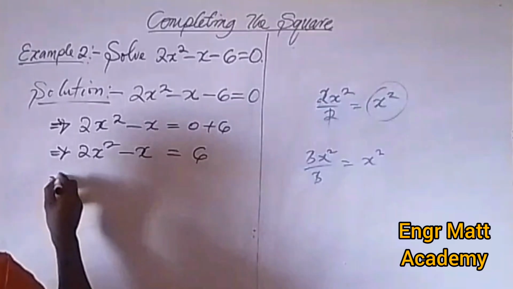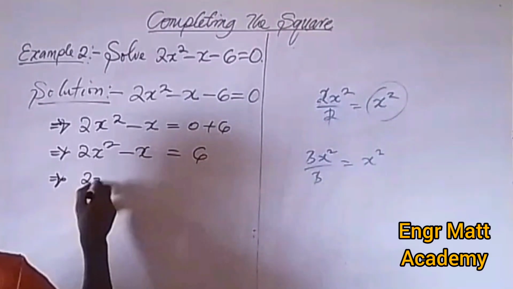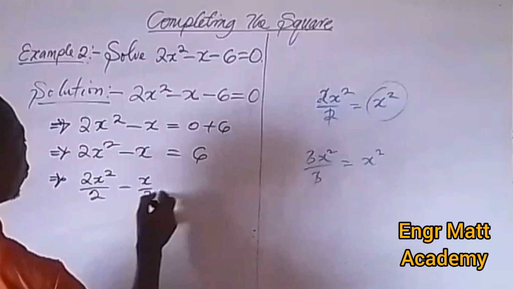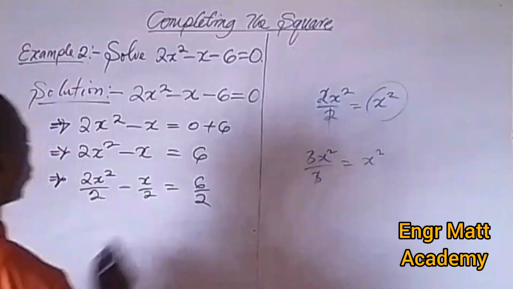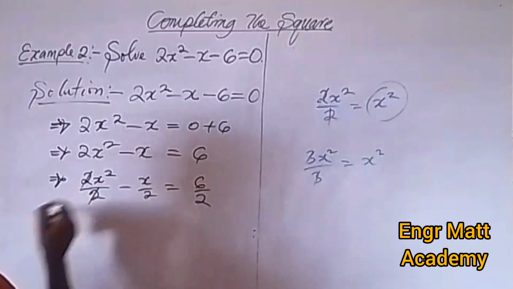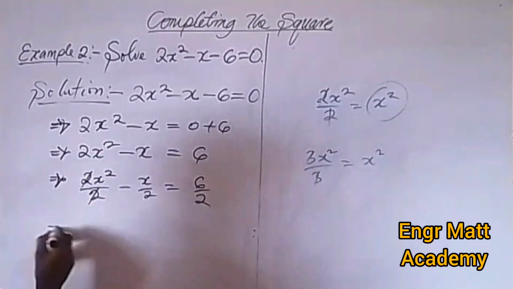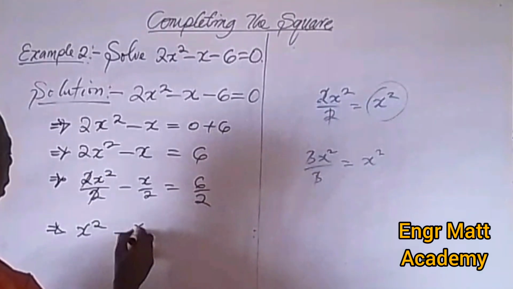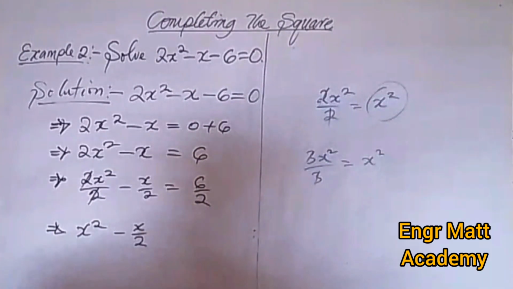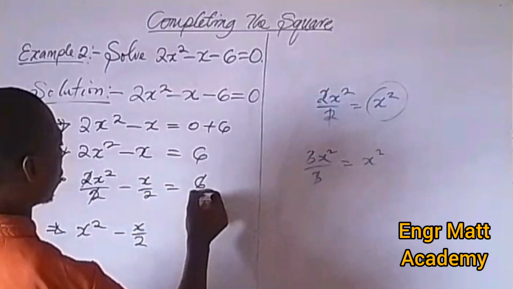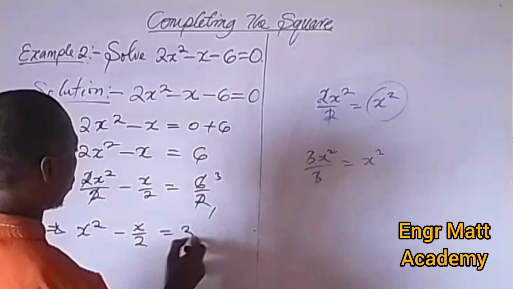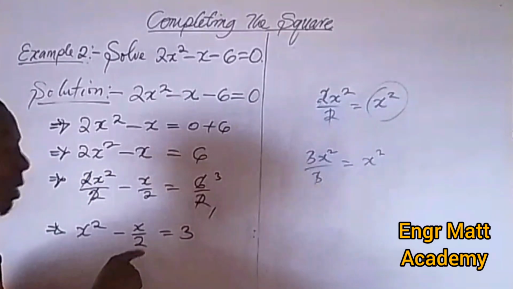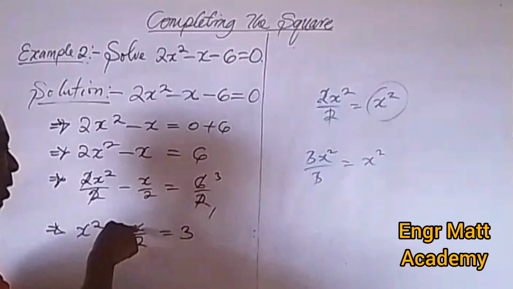That is, we have 2x squared divided by 2 minus x divided by 2 equal to 6 divided by 2. 2 here we cancel 2. We now have x squared minus x over 2, since we cannot divide this. What about this? 2 we cancel 6 and we have 3 equal to 3. Don't be disturbed with x over 2. It means the coefficient of x is a fraction.